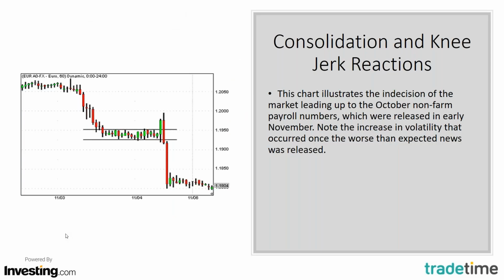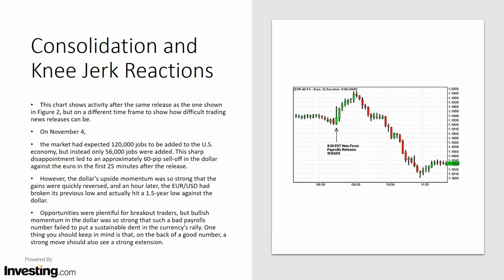You have to understand how to set your stop losses and how to trade, because this chart illustrates the indecision of the market leading up to the October non-farm payroll report, which was released in early November. Notice the increase in volatility that occurred once the worse than expected news was released. The markets had expected 120 jobs to be added in the U.S., but instead only 56 were added.